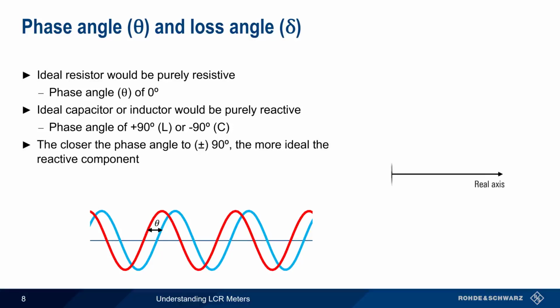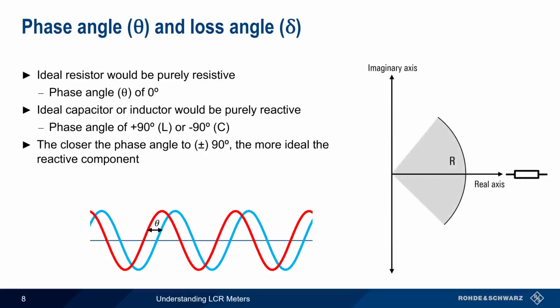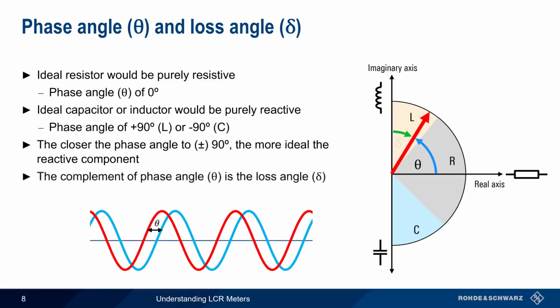Let's go back to our diagram with real and imaginary axes. The real axis represents resistance. The positive part of the imaginary axis represents inductance, and the negative part represents capacitance. An ideal inductor would have a positive 90-degree phase angle, but real inductors are not purely reactive, and therefore have a phase angle of less than 90 degrees. A phase angle of less than 90 degrees indicates some resistive loss in the component, and therefore the loss angle is defined as the complement of the phase angle. For example, if the phase angle theta were 80 degrees, the loss angle delta would be 90 minus 80, or 10 degrees.